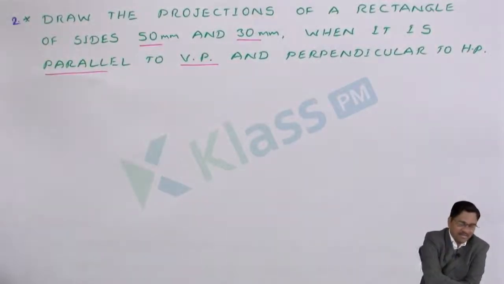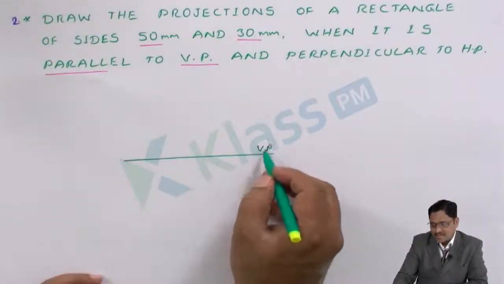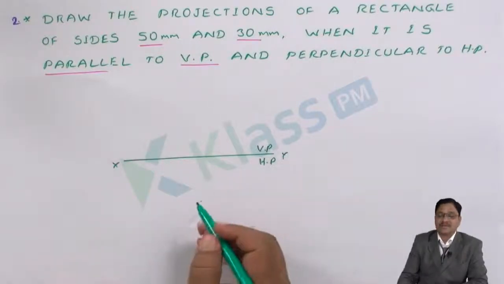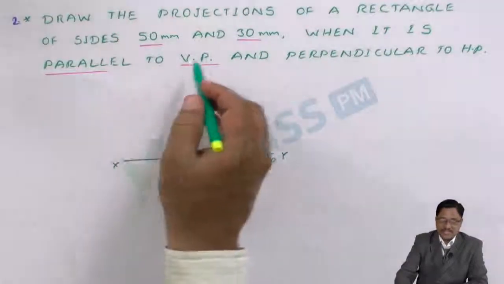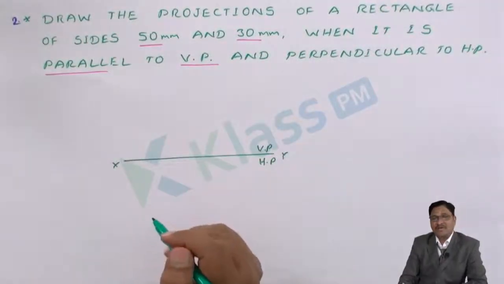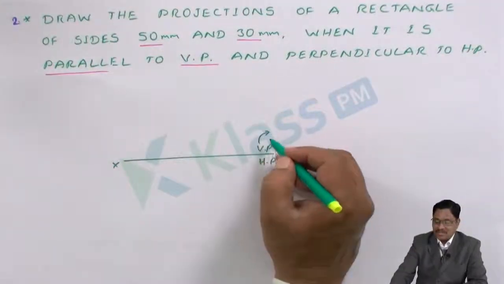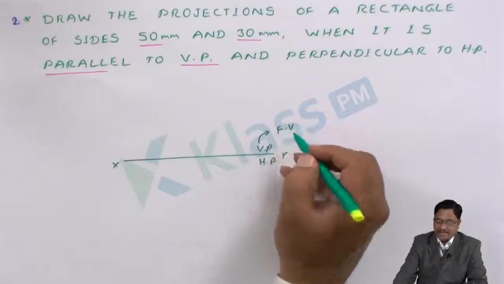Before that, for any problem, draw the XY line. Above it is the vertical plane, below is the horizontal plane. These are the fundamental practices since we are doing the problems with respect to the first angle. Now, since it is parallel to the VP, the solution has to be drawn by starting with the VP projection first, the front view. So I have to draw the front view.